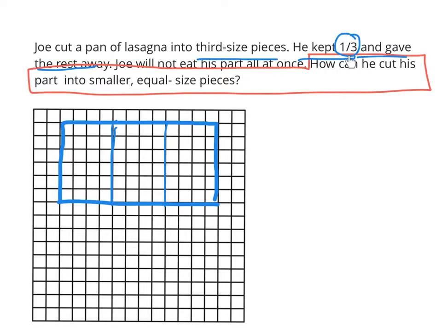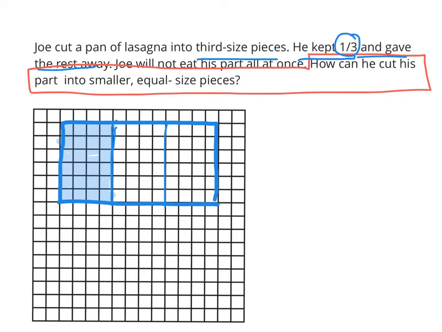He kept 1/3 and gave the rest away. So he really just kept the smaller portion and gave away the greater portion. So how much did he keep? Well, he kept only 1/3. So let's shade in the part that he kept. So just 1/3 would be, let's say, this portion right here. So we're shading in the portion he kept just so that we don't get confused.